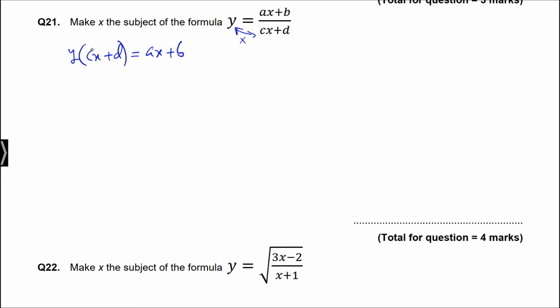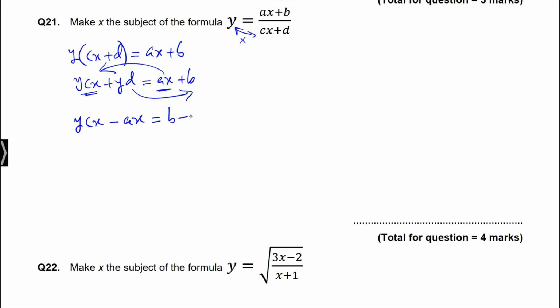And then you expand the bracket, so 6yx plus yd will be equal to ax plus b. And then we want to make x the subject, so bring this to the left, take that to the right. So 6yx minus ax will be equal to b minus yd.